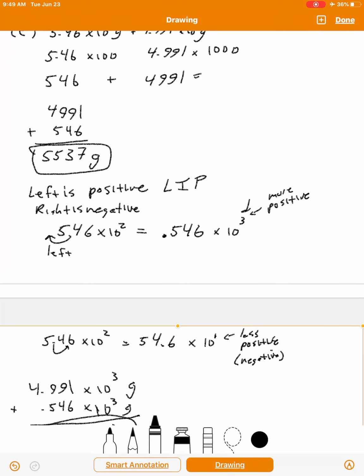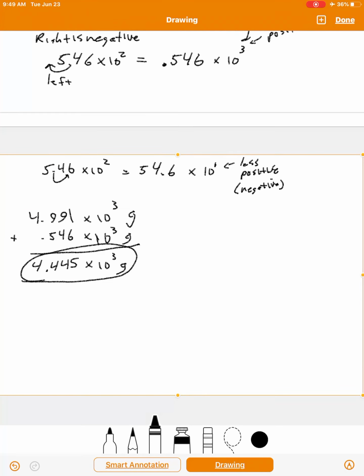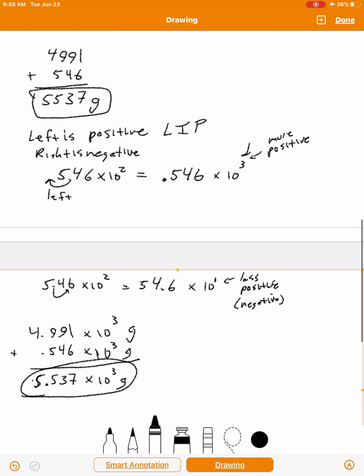4.44, oops. Oh, I'm sorry, I subtracted them. That's what happened there. Silly me, I subtracted them. So 7, 13, 15, 5. 5.537 times 10 to the 3 grams.